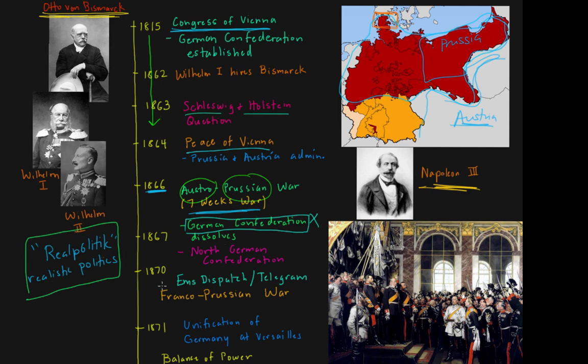And that chance comes in 1870, when there arises an issue with Spanish succession. All the way to the west in Spain. Spain is looking for a new monarch, and they've offered the king of Prussia, the German king Wilhelm I, the opportunity to recommend one of his relatives to become the new Spanish king.